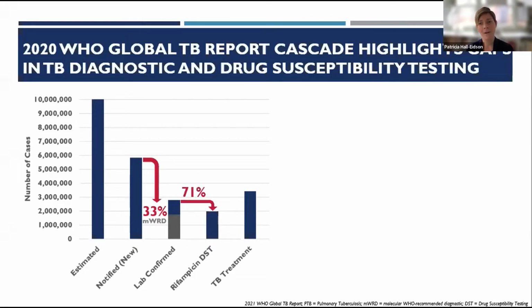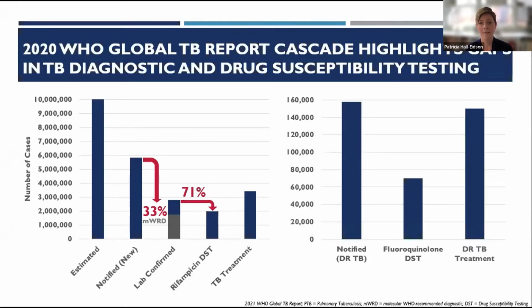This means that only 33% of notified cases received mWRD testing to confirm their TB diagnosis. And of those confirmed, only 71% received rifampicin DST, falling well short of the 100% goal. If we now similarly look at the diagnostic cascade for drug-resistant TB on the right, of the 157,000 notified cases, including 84% with rifampicin or multi-drug resistant TB, only 53% received additional fluoroquinolone drug susceptibility testing to ensure the efficacy of their prescribed treatment regimen.